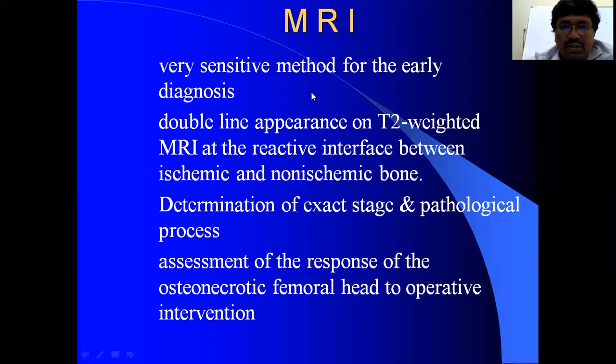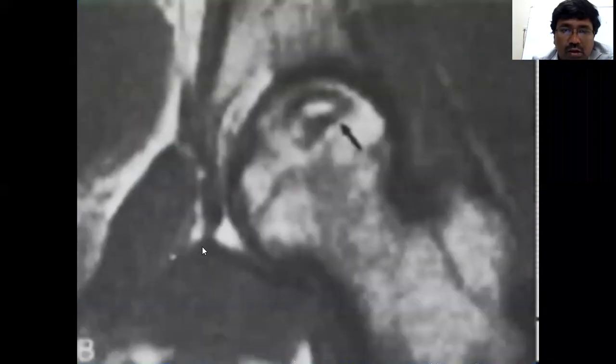MRI is a very sensitive method for early diagnosis, as I told you. We see a double line appearance on the T2 weighted MRI. Double line appearance is because of the reactive interface between the ischemic and non-ischemic bone. It is helpful in determination of the exact stage and pathological process. So this is the double line sign.